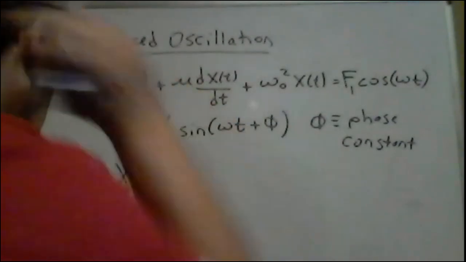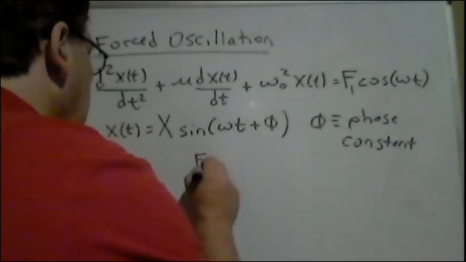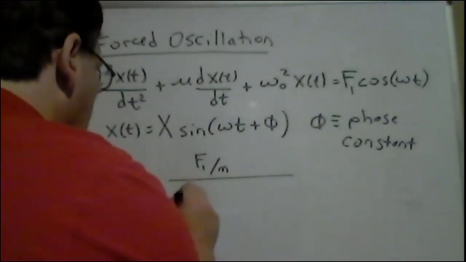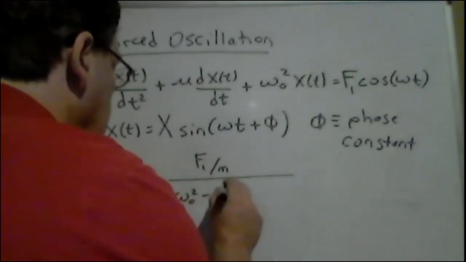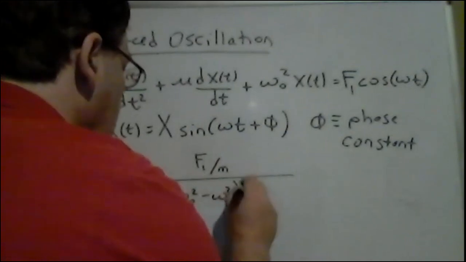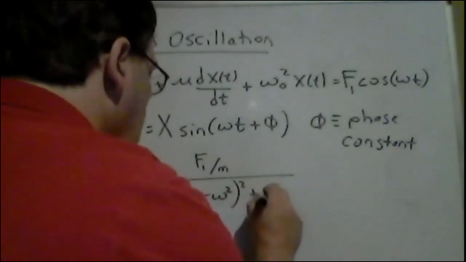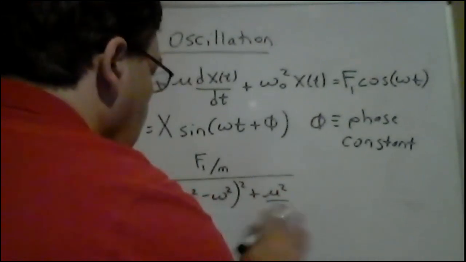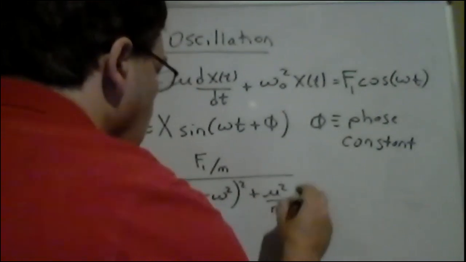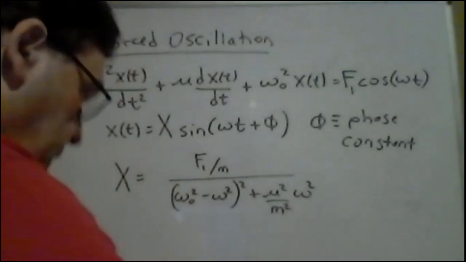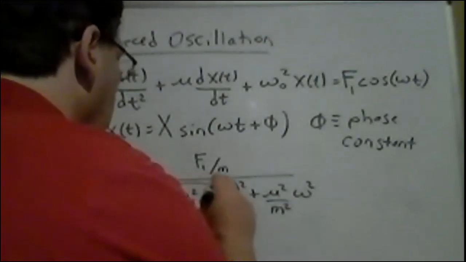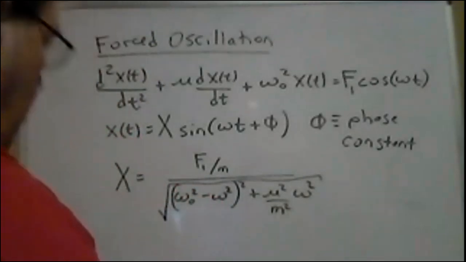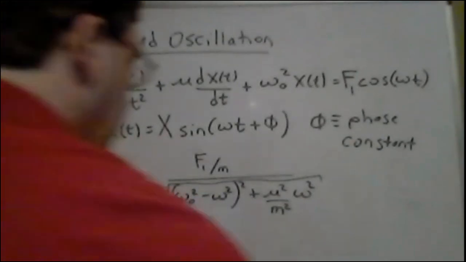The amplitude is given by F1 over M, all divided by the square root of omega naught squared minus omega squared, quantity squared, plus mu squared over M squared times omega squared. All of this is inside of a radical. Okay, that's what it looks like now. Let me write this better.